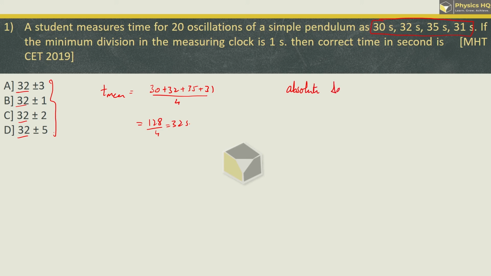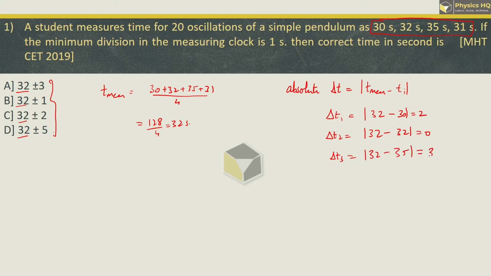Now absolute error delta t is given by the mean value minus the readings that we have. So पहला वाला absolute error will be equal to mean value is 32 minus the first वाला reading is 30. So यहाँ get 2. Second वाले के लिए we will have 32 minus 32 which is 0. Third वाले के लिए we have 32 minus 35 which is minus 3 but mod है तो it is 3. And fourth वाले के लिए it is 32 minus 31 which is 1.